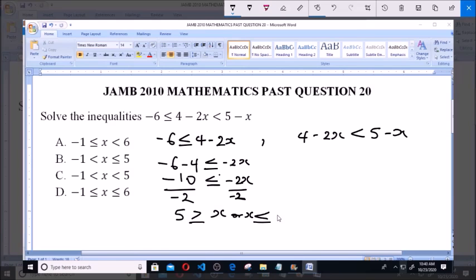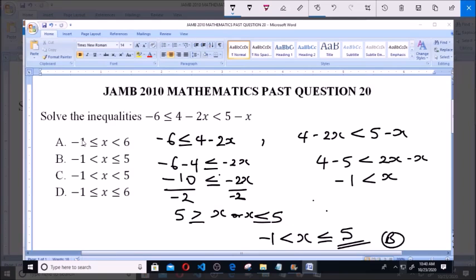Now let's come to the second part of the question. We have 4 minus 2x is less than 5 minus x. So from here we can see 4 minus 5 is less than 2x minus x. So from here we can say minus 1 is less than x. Therefore, combining these two answers, minus 1 is less than x, which is less than or equal to 5, and that is option B. Minus 1 is less than x, which is less than or equal to 5.